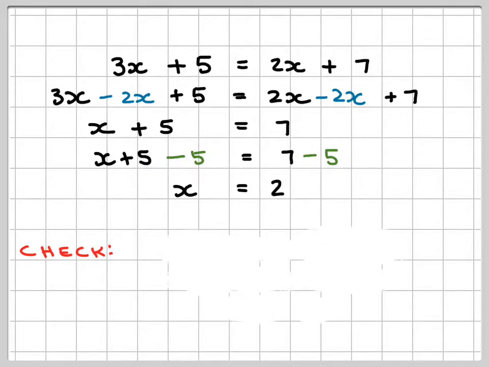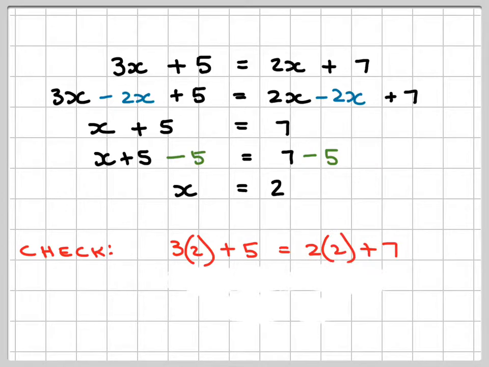Let's do our check. 3 times 2 plus 5 equals 2 times 2 plus 7. 3 times 2 is 6 plus 5. That will come to 11. So let's hope the other side comes to that. 2 times 2 is 4 plus 7. Let's hope that comes to 11. Yes. Okay, so you see how easy it is.